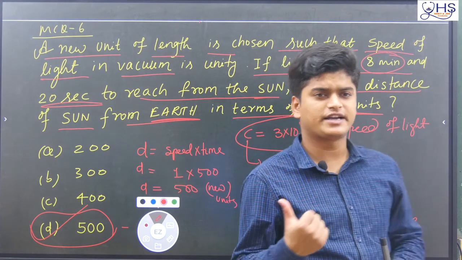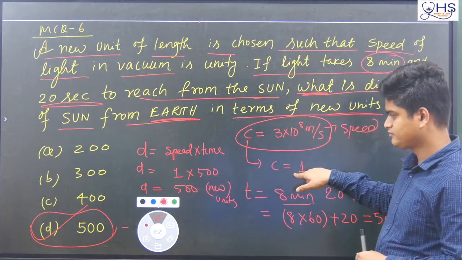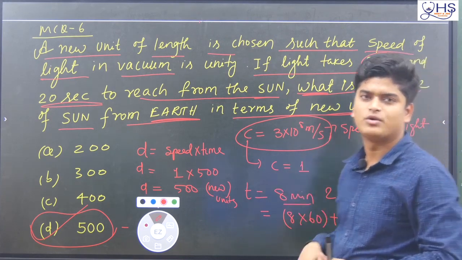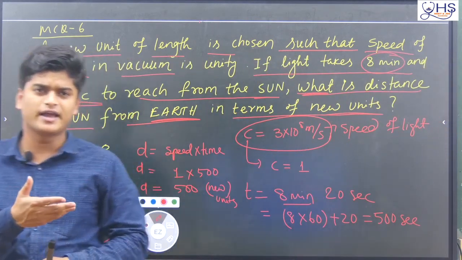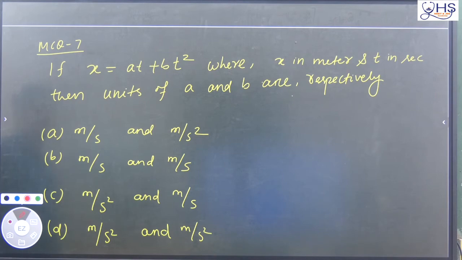Okay, so like this they are telling, a simple thing only. Here they are telling the speed of light C is becoming 1. It is not 3 into 10 to the power 8, it is becoming 1. As they mentioned, according to that only we are solving. Okay, now we will go to the next question.